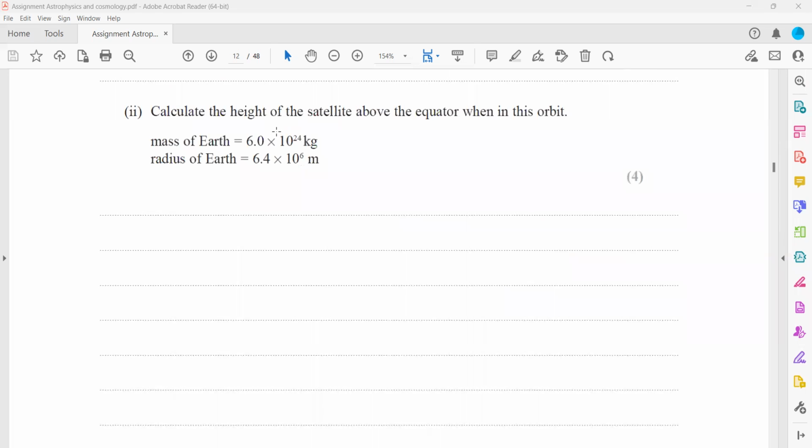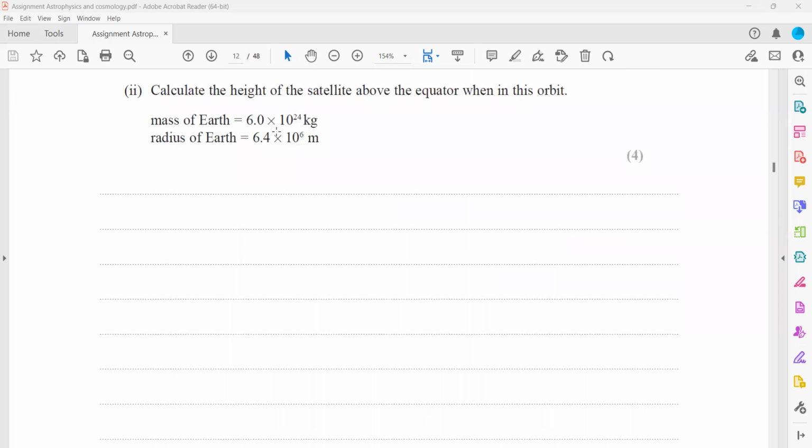Calculate the height of a satellite above the equator when in this orbit. The mass and the radius of the Earth are given, and we already have the time period. It's a similar question to the Newton's law of gravitation ones we did. So this is the satellite, and this height we need. The radius of Earth is there, say RE. First we find R, and then the total R minus the radius of Earth will give the height.